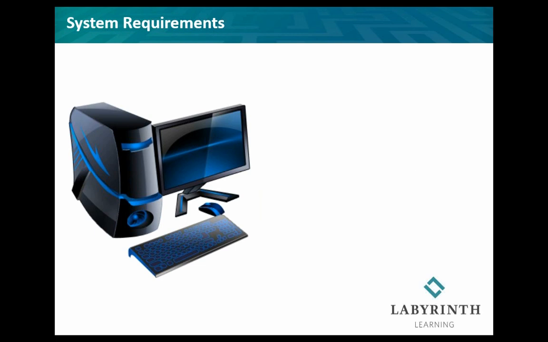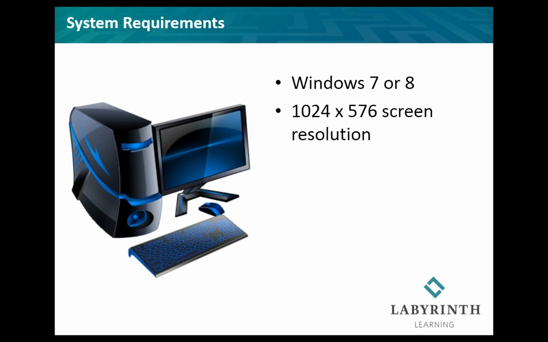So for starters, system requirements. What do you need to run Office 2013? You need to have either Windows 7 or Windows 8. Office 2013 will not run on XP or Vista, so Windows 7 at a minimum. You also need a minimum screen resolution of 1024 by 576 pixels.